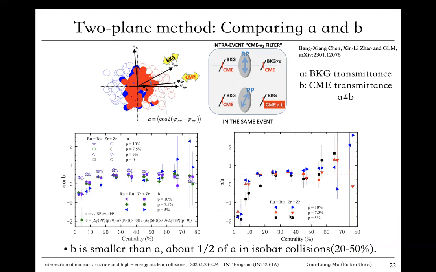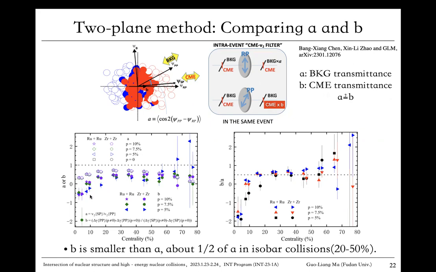Then we come to the second part, the two-plot method comparing A and B. This is our new work. So we focus on the two transmittances, the background transmittance and the CME transmittance, denoted by A and B respectively. We ask whether the two transmittances are the same or different. This is the result.